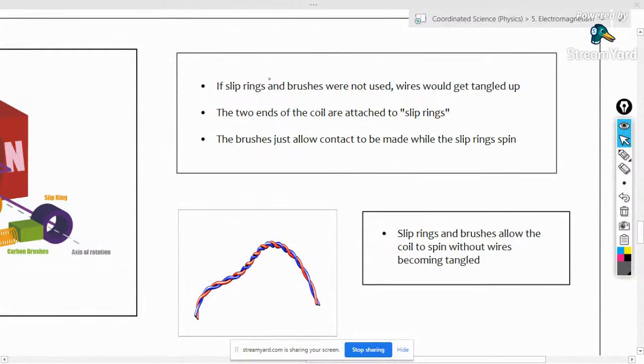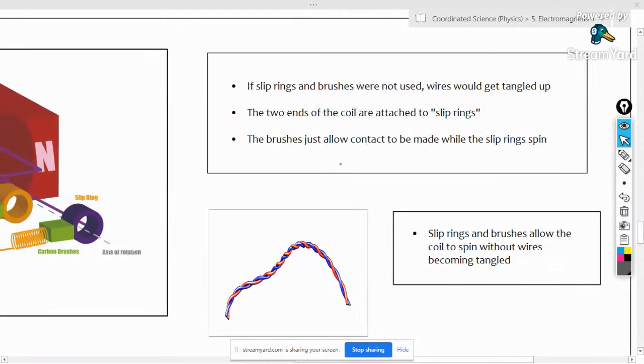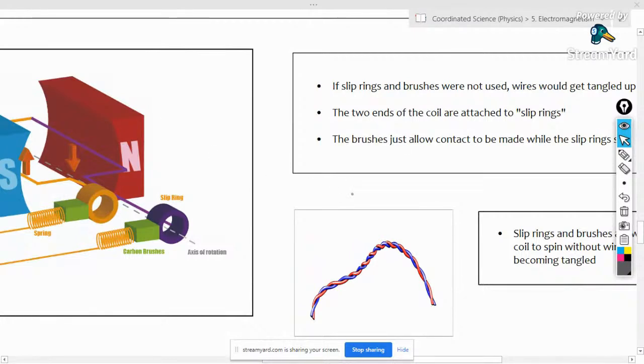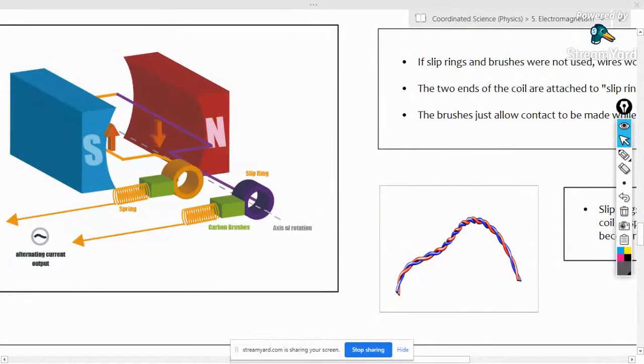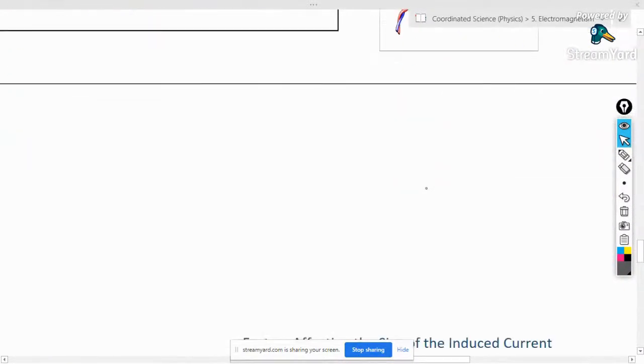And you'll see, if slip rings and brushes were not used, the wires would get tangled up. So the two ends of the coil are attached to slip rings. The brushes just allow contact to be made while the slip rings spin. It just allows the coil to spin and electrical contact to be maintained the whole time.